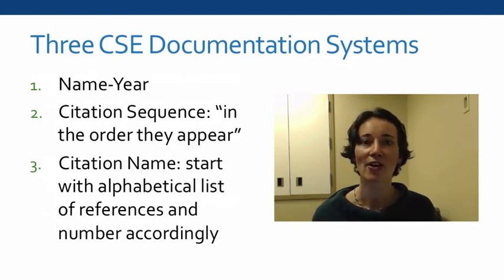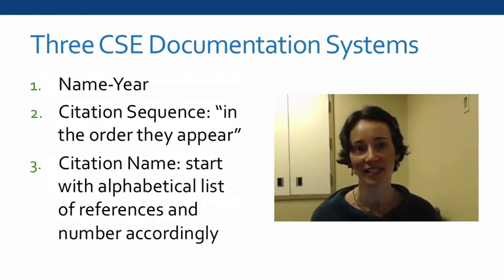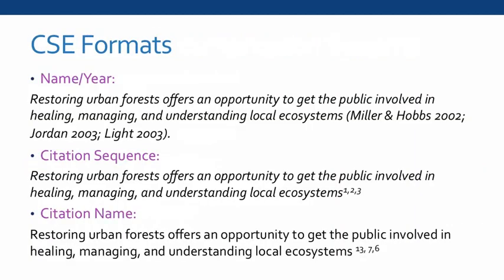In CSE, there are three main documentation systems. These are very similar and refer to how you organize your references and how you refer to them in the text. These are the name year, and I'll show you an example of this where you simply use the last name and year of the publication. The citation sequence, and this is what I refer to as in the order that they appear, and the citation name. And this is your sort of standard alphabetical list of references. So let's look and see how this is actually done in the literature.